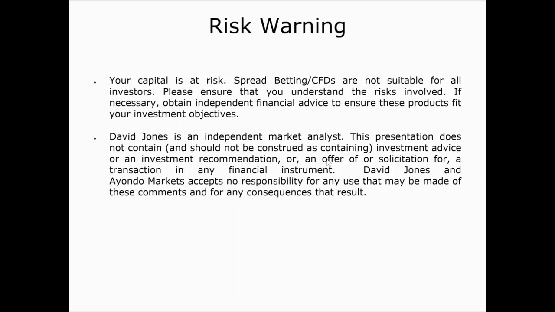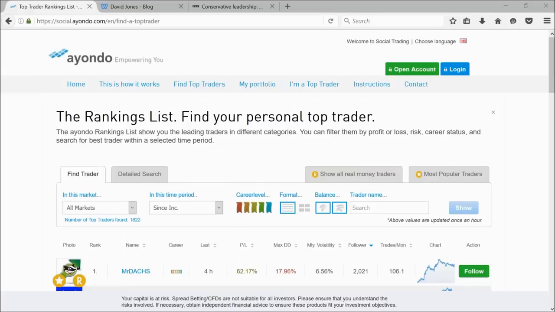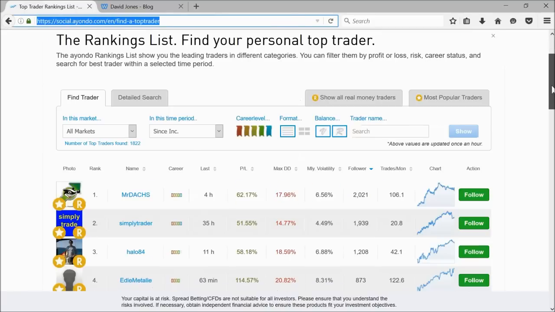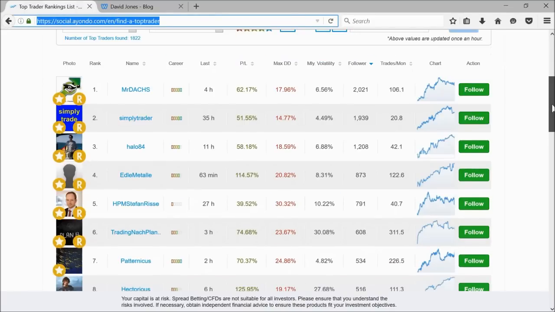The idea behind social trading is easy enough. If I just flip the screen over, we'll have a look at a screen here, and I'll talk you through what all of this means in a second. What you're looking at here is a ranking list, like a league table. Let's just scroll down so you can see a little bit more information. So it's a league table of traders, and the way social trading works is straightforward enough.